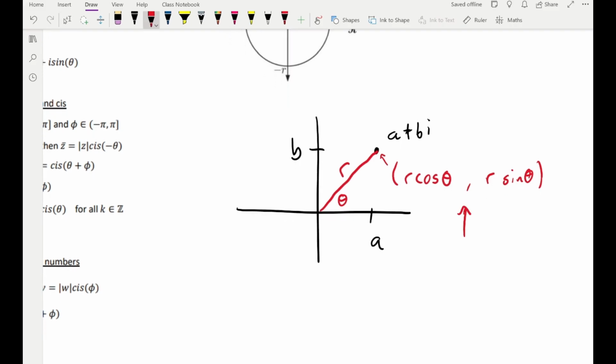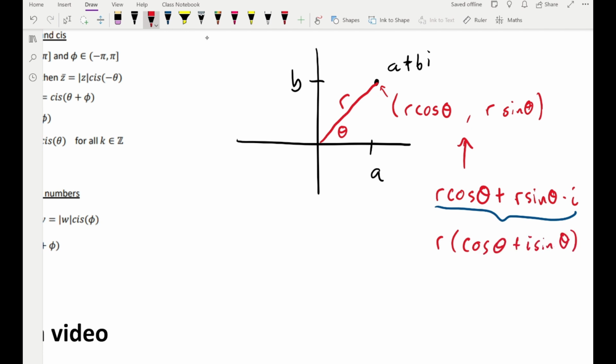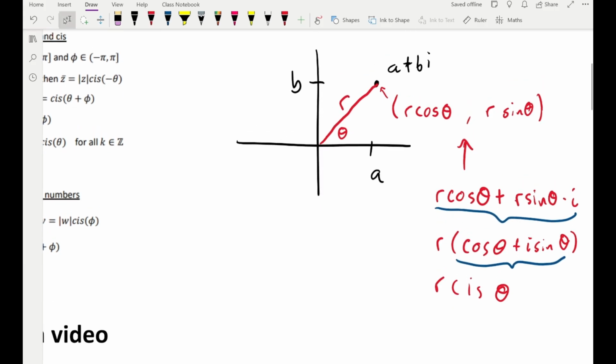Now, we don't write imaginary numbers as coordinates. We write them like this, r cos theta plus i times r sine theta. Or if you like, r sine theta times i is probably the nicer way to write that. So what we can do is call this cis theta. A condensed way to write cos theta plus i sine theta is cis theta. If you pull out r as a common factor first, you're left with cos theta plus i sine theta, and this whole thing in here is what we call cis of theta. So r cis of theta. The c stands for cos, the i stands for i, and the s stands for sine. So that's another way to write complex numbers.